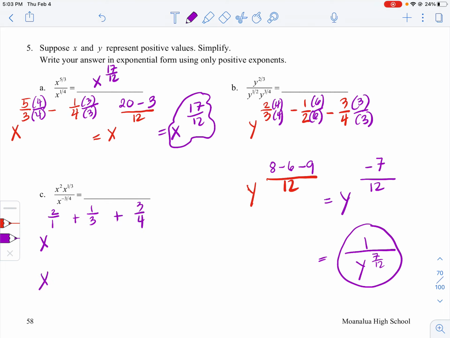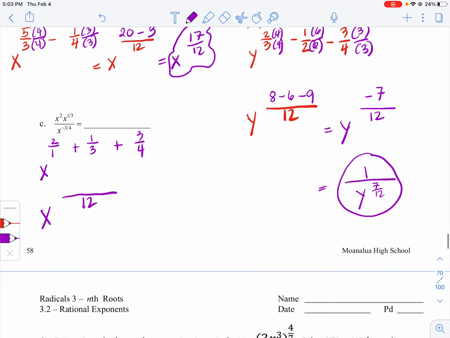Okay. What is the common denominator over here? Oh, 12 is very famous. So let's multiply. How do you make a 12 on this? Multiply by 12. Multiply by 4. Multiply by 3. Okay? So we have 12 times 2.